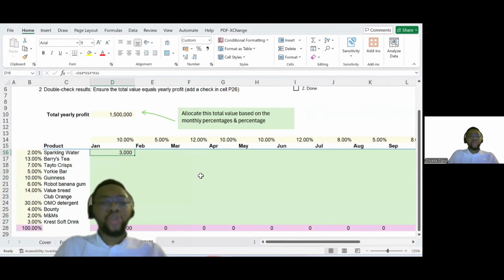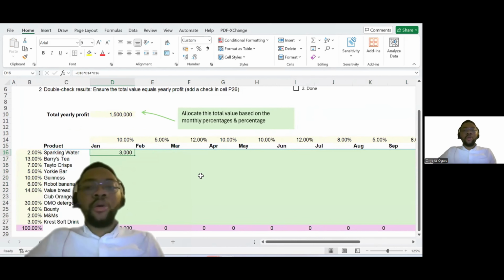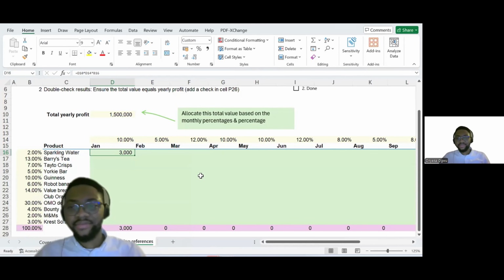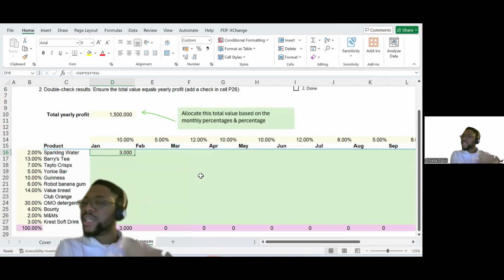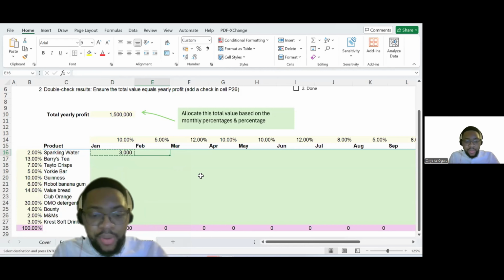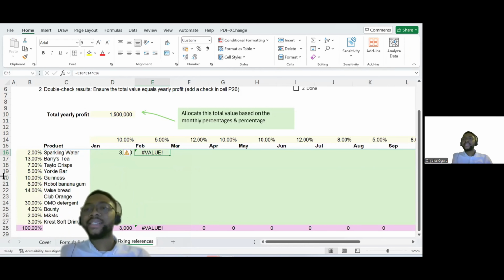Now, how do we know it's wrong? The formula is correct. The issue is not with the formula, the issue is with the referencing. This is what we want to do, right? Because at least we did one and it gave us the right answer. But when we copy this and paste it here, we see that it's wrong. Now let me do an analysis of why it's wrong.